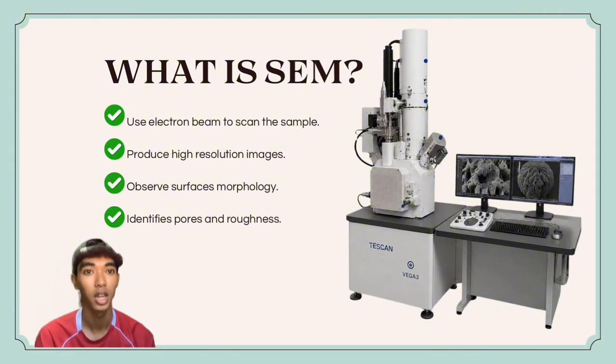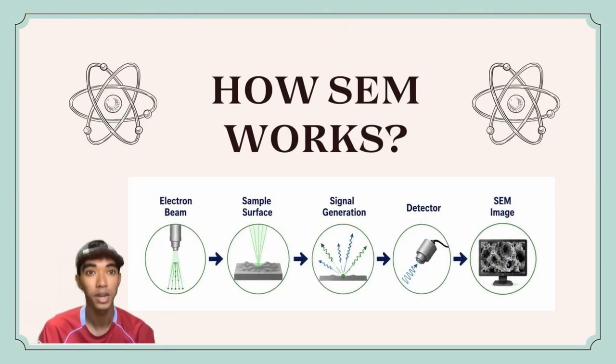SEM is an advanced analytical instrument that uses a focused beam of electrons to scan the surface of a sample. Unlike conventional microscopes that use light, SEM produces highly detailed images with excellent resolution. The main components of SEM include an electron gun, electromagnetic lens, detector, and vacuum. During analysis, the sample is placed inside the vacuum chamber. An electron beam is directed onto the sample surface. The interaction between the electrons and the sample generates signals, which are detected and converted into high-resolution images.